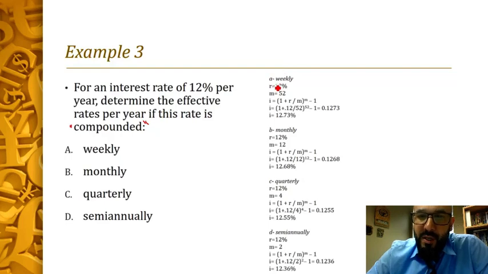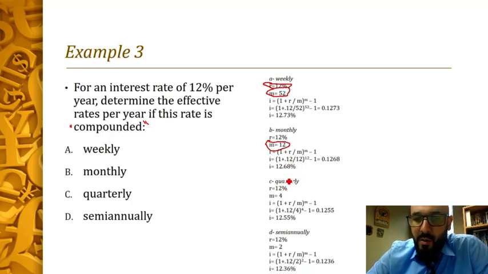If it's compounded weekly, the nominal interest rate per year is 12%. How many times do they charge? They charge 52 times. So I is equal to (1 plus R divided by M) to the power of M, minus 1, and that would give you 12.73% if it's compounded weekly. If it's compounded monthly, the same thing. The difference is the number of periods, which is 12 here, and that would give you 12.68%.